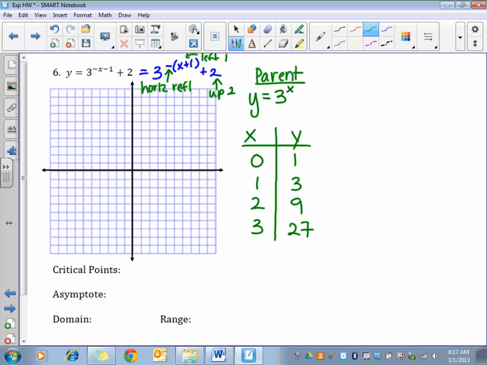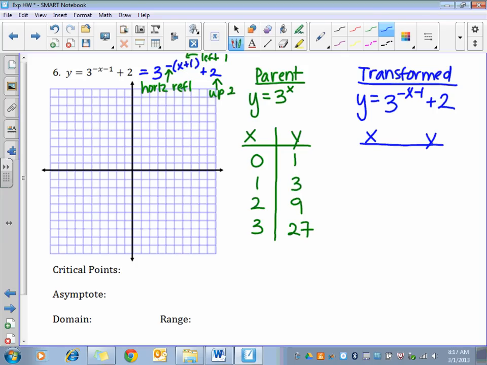Now we're going to transform each of these points using the transformations we just discussed. And this is going to be our transformed function, which is the one we are actually being asked to graph. And I want us to look at first what happens to all of the x coordinates. Any horizontal transformations will change the x coordinates. So the first thing we want to do is the horizontal reflection. And then we also have to move to the left 1, which means we're subtracting 1 from each coordinate. Remember that you must complete dilations and reflections before you do translations. Otherwise, it'll mix things up.